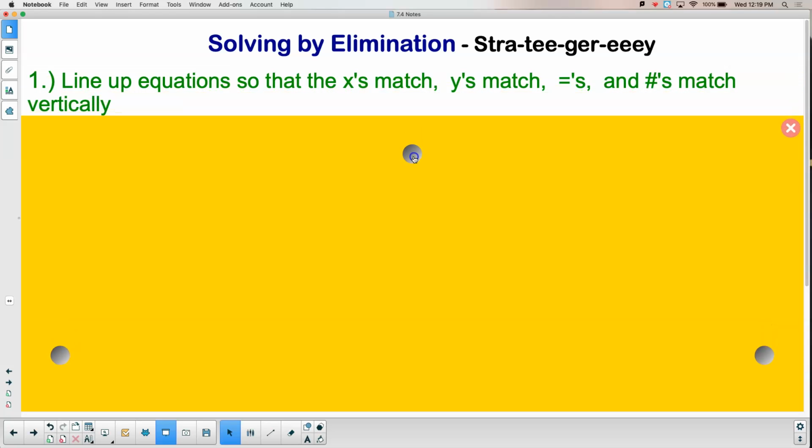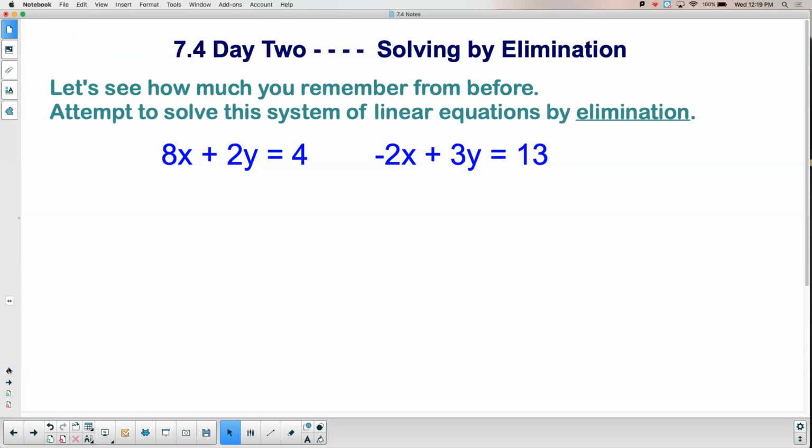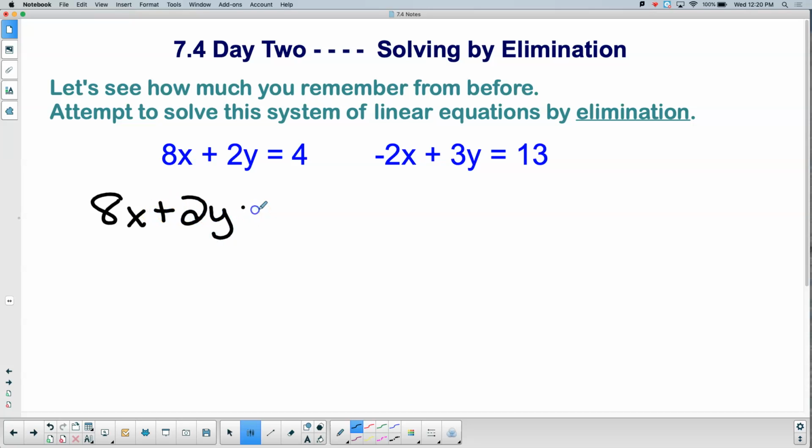So not only am I going to line up the equations so that the x's and the y's and the numbers and the equal signs all match vertically, okay? That would mean in this particular problem that I would have 8x plus 2y equals 4, negative 2x plus 3y equals 13. Now I've got everything lined up vertically.